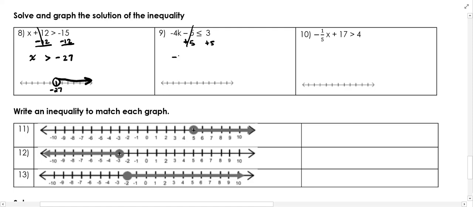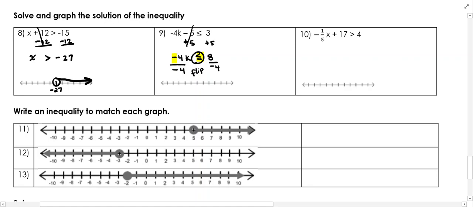So carry the negative 4k, bring down the less than or equal to 3 plus 5 is 8. But you see, we're going to divide by a negative number, so our inequality is going to flip. All right, so we're going to divide by negative 4, divide by negative 4, and I'm going to put a little circle here reminding me to flip.